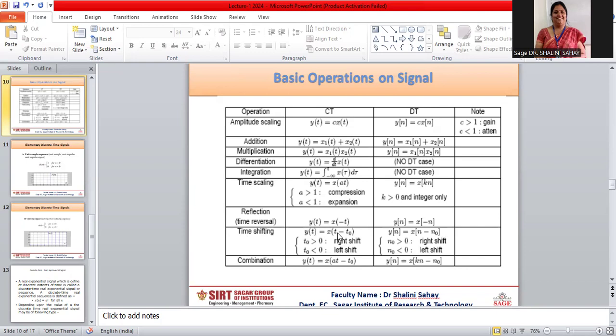When the signal is shifted to the right side, it means that the time has been delayed. Or when it is shifted to the left-hand side, it means that time is advanced. So this is the combination of various properties.